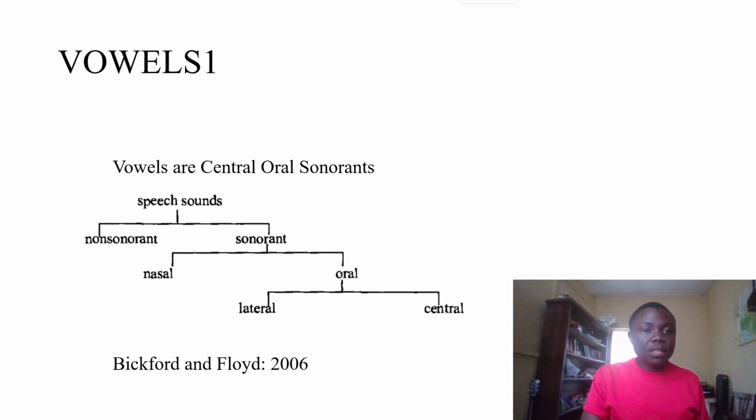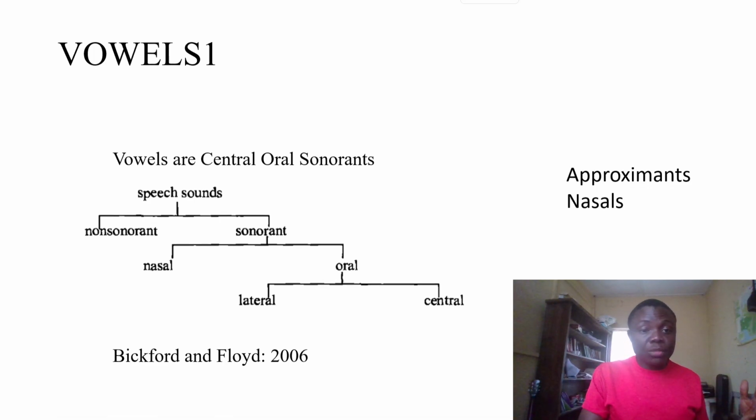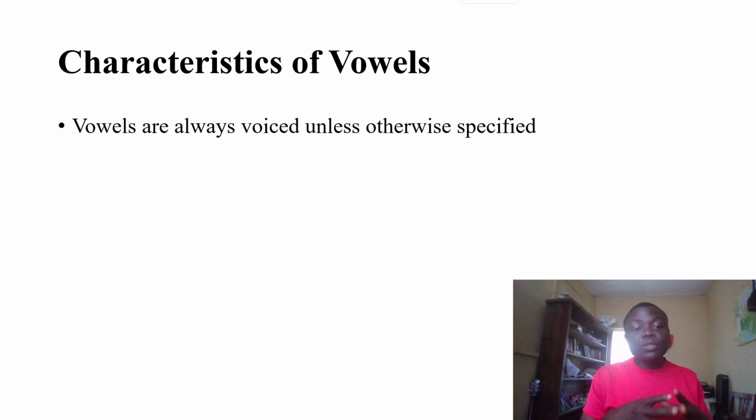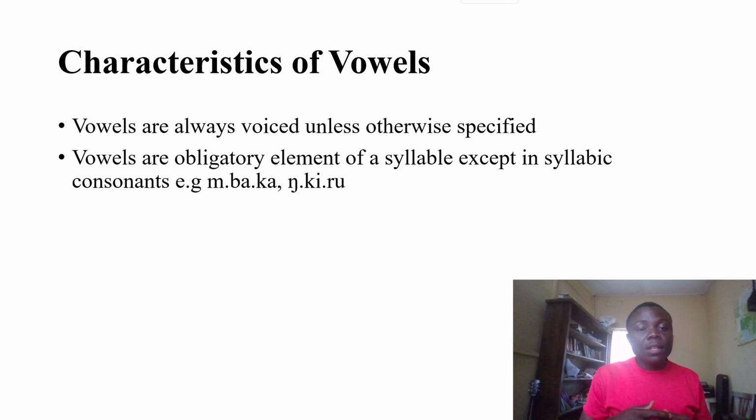This chart states all about vowels. Vowels are sonorants, and by that they are central oral sonorants. What other sonorants do we know? We know approximants, we know nasals. They are all sonorants because, as we'll see in a moment, vowels are always voiced, as other sonorants, unless otherwise specified. They are obligatory elements of syllables, except in cases where there are syllabic consonants, like mbaka and maybe nkiru, where a consonant occupies a syllable. Those are rare cases after all.